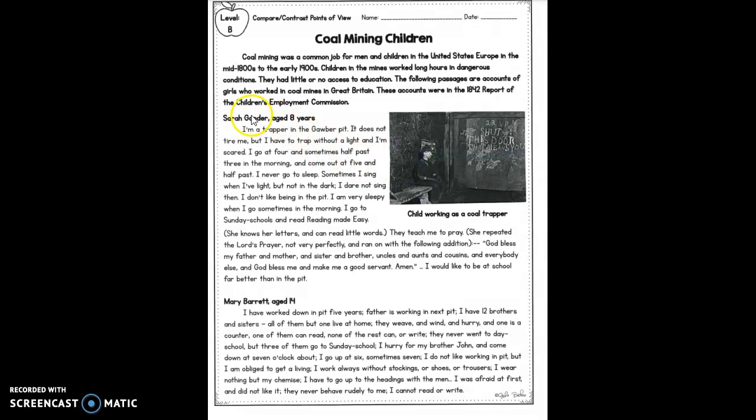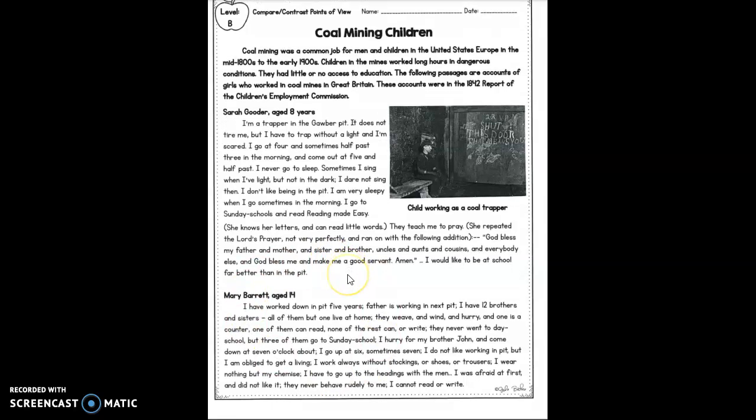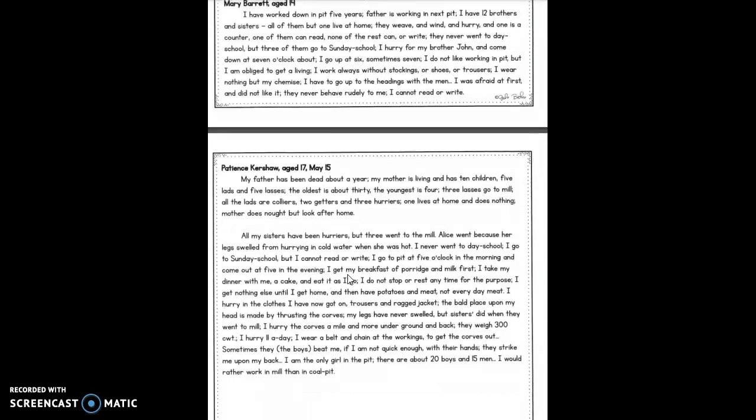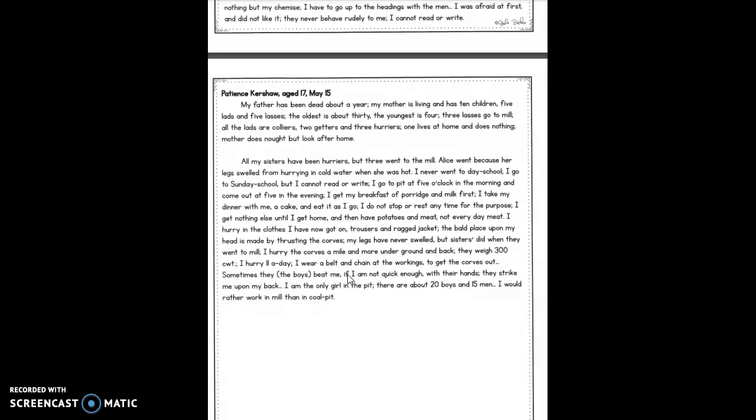You are going to read about different perspectives from the kids who worked in coal mines in the mid-1800s, early 1900s. Back then, it was okay for them to have child labor, so you're going to read about what it was like for them. Take notice about the ages too. You have Sarah, who's 8. You have Mary, who's 14. You're going to read about Patience, and she was 17.